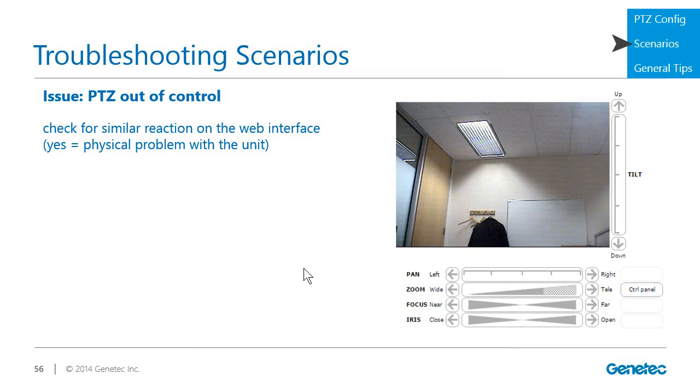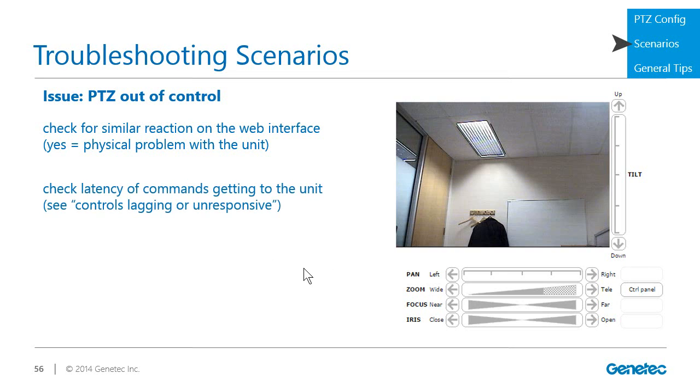We took a look at a few things we can do when the controls are lagging, and those steps would be appropriate for here as well, such as checking the latency of the commands that are sent. Too much of a delay when sending commands may cause odd behavior when they finally do reach the PTZ unit. We can also try to remove the unit, perform a factory reset on it, and add it back to Security Center again.